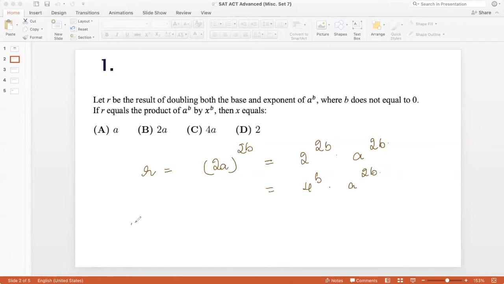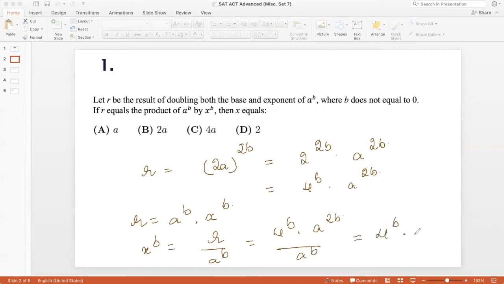So I have written R as a to the power b times x to the power b, right? So if I were to find x to the power b, I would have to divide R by a to the power b. So that's 4 to the power b times a to the power 2b by a to the power b, which is 4 to the power b times a to the power b, because 2b minus b is b. So that is (4a) to the power b. So if x to the power b is (4a) to the power b, then x would have to be 4a, option C.